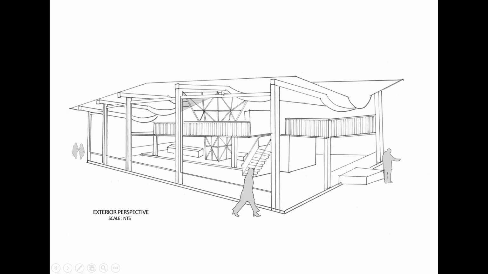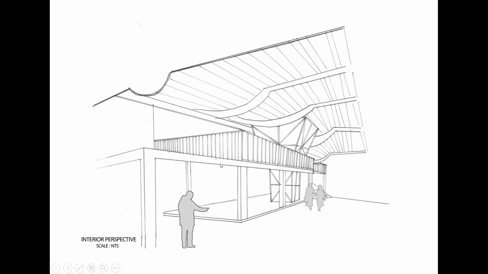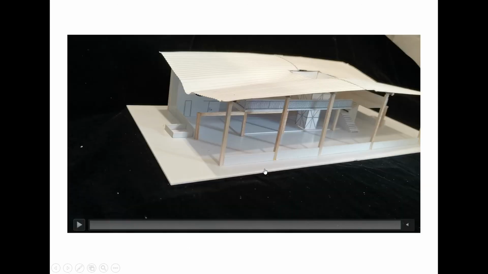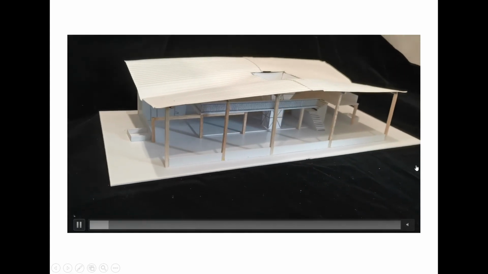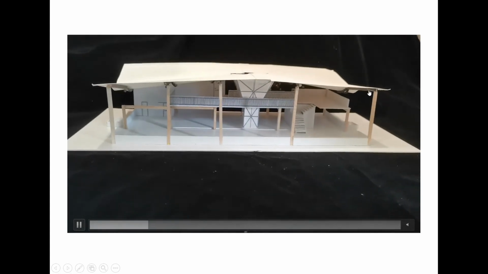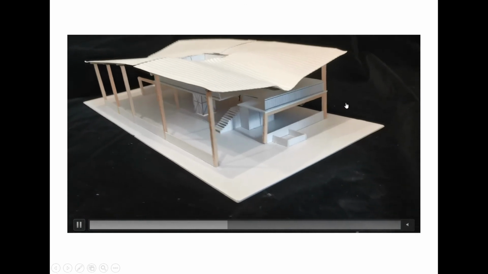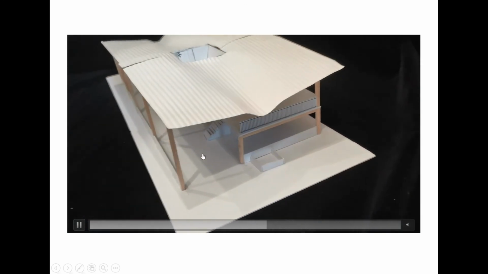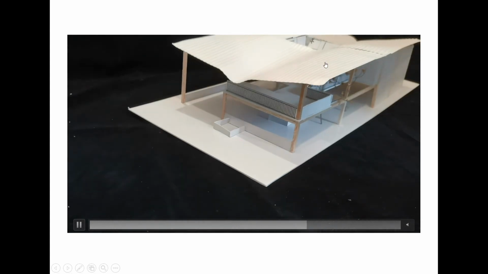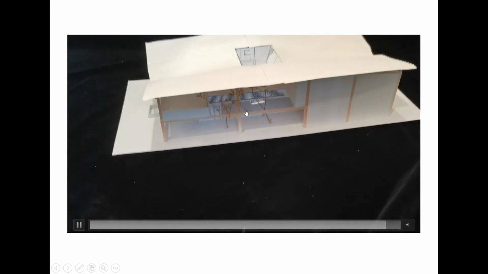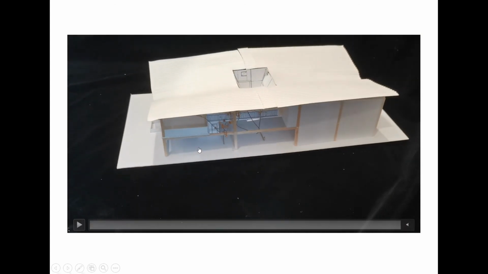Moving on, this is the exterior perspective, and this is an interior perspective, and this is my final model. There's a short video. From this video, this is the front with the low wall, and there will be weather blinds here, and this is the side. As you can see, this is the entrance, and this is the rainwater harvesting element, and this is the back. There will be this open space here, the indoor garden, and this is the M&E.